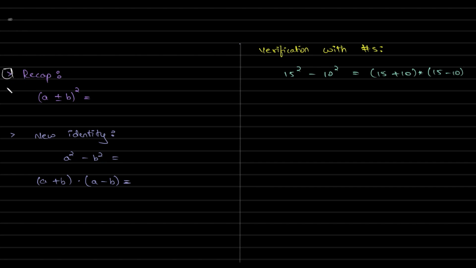Let's recall (a plus or minus b) the whole square. This is something which I have not shown, is it not? So what does that mean? It's just that if I take (a plus b) the whole square, I get the formula a square plus 2ab plus b square, and when I take (a minus b) the whole square, I'll get a square minus 2ab plus b square.